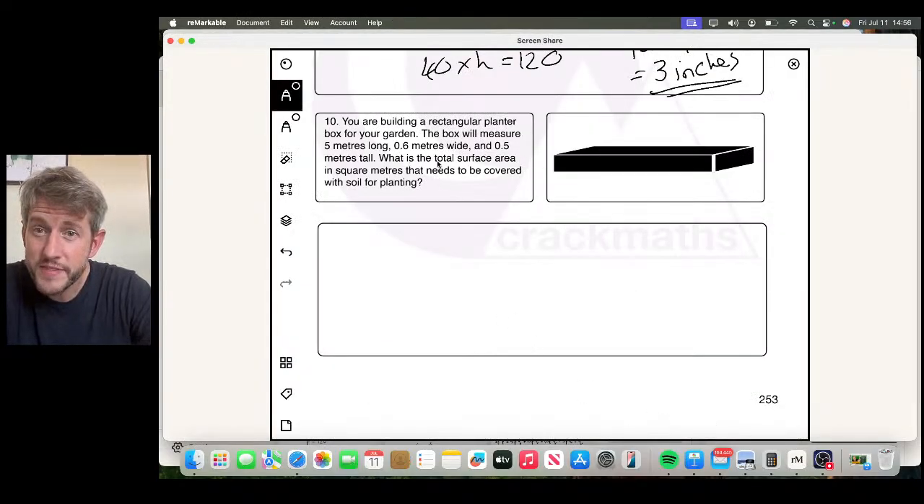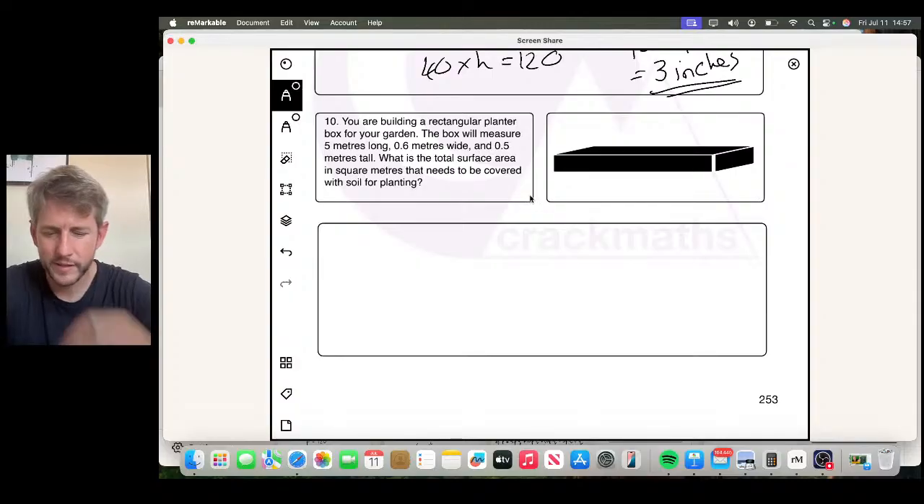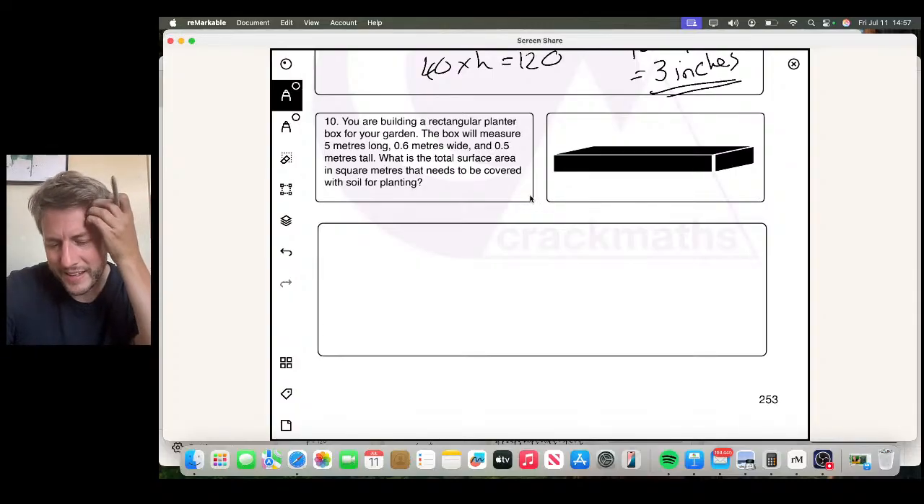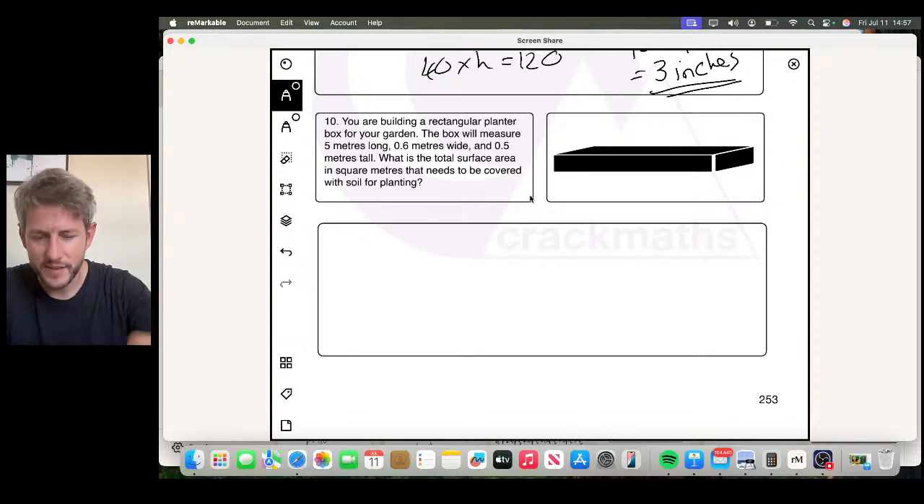What is the total surface area in square meters that needs to be covered with soil for planting? You are building a rectangular planter box for your garden. The box will measure 5 meters long, 0.6 meters wide, and 0.5 meters tall. What is the total surface area in square meters that needs to be covered with soil for planting? So this is implying the middle, but I don't think it makes sense.